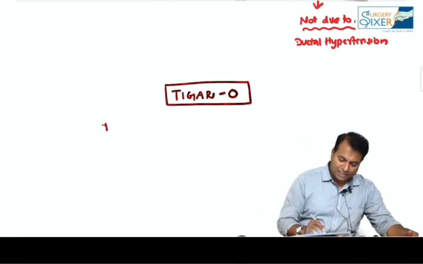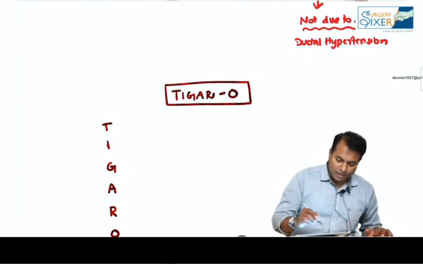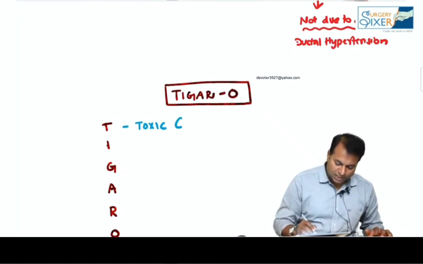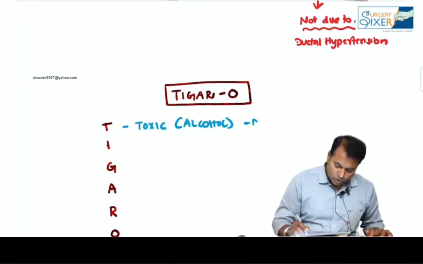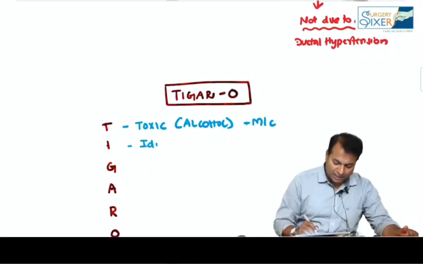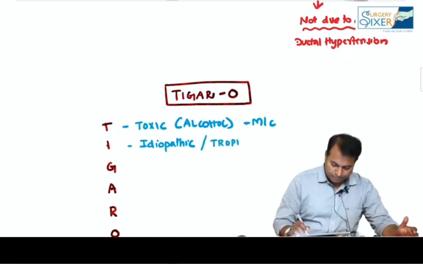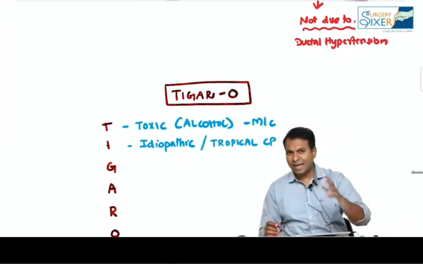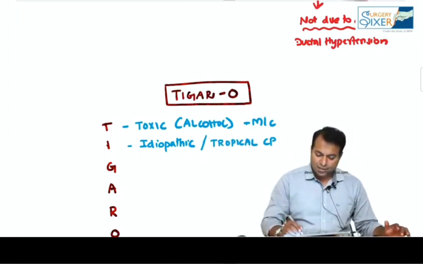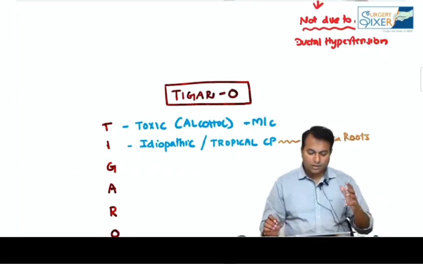TIGAR-O is a mnemonic by itself. The most common cause of chronic pancreatitis is toxic, which is alcohol. Two is idiopathic, unknown cause, or it can also be called tropical. Tropical chronic pancreatitis is especially seen in Kerala, due to eating cassava root fibers. It is very common among people eating cassava root fibers in Kerala.